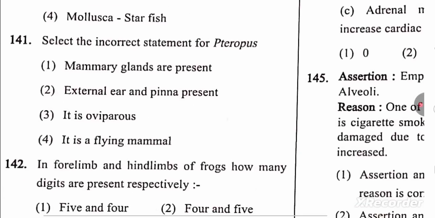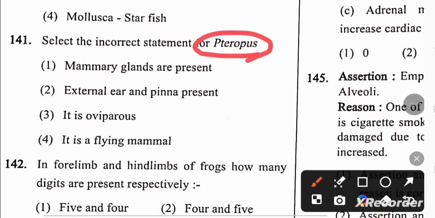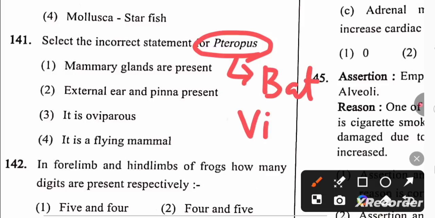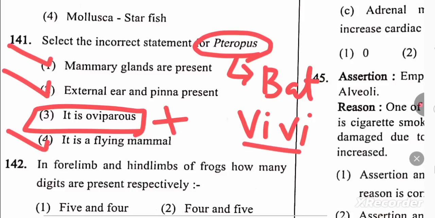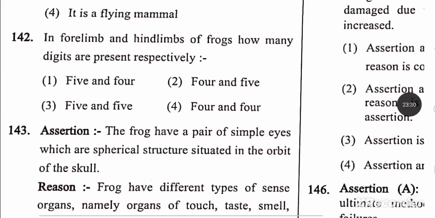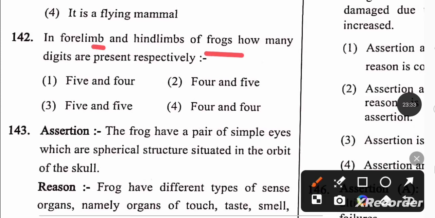Select the incorrect statement about Pteropus. Pteropus is a kind of bat, and bats are mammals, and mammals are viviparous, not oviparous. So the correct statements are mammary glands are present, external ear and pinna present. They are flying mammals, but they are not oviparous. They are viviparous. Let us move to the next question. In a forelimb and hindlimb of frog, forelimb has 4 digits and hindlimb has 5 digits. So option 2 is the right answer for this question. Let us move to the next question.